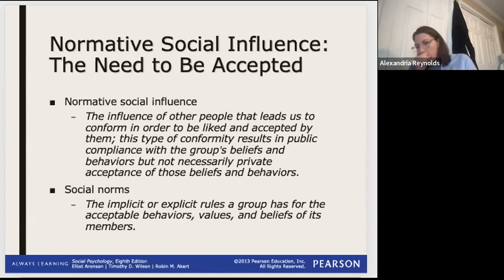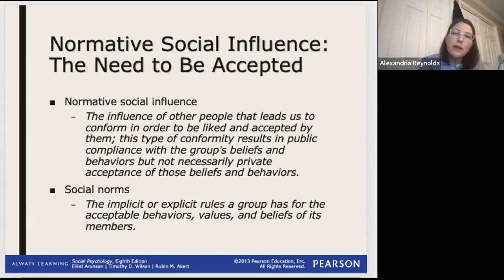Now, we talked about informational social influence. So now let's switch to normative social influence. This is a different type of influence. This is where the influence of other people leads us to conform because we want to be liked and accepted by other humans, right? A lot of times this ends up resulting in public compliance, but not private acceptance.